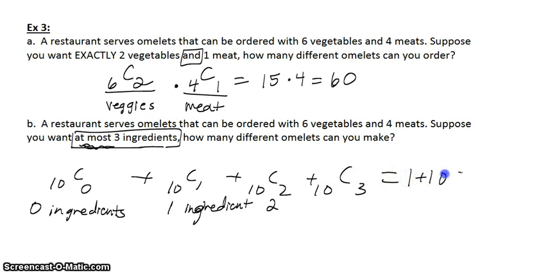When I figure that out, here's what I got for my combinations. When I did that with my calculator earlier, I typed it all in and added them together, and there's 176 total omelets that you can do.